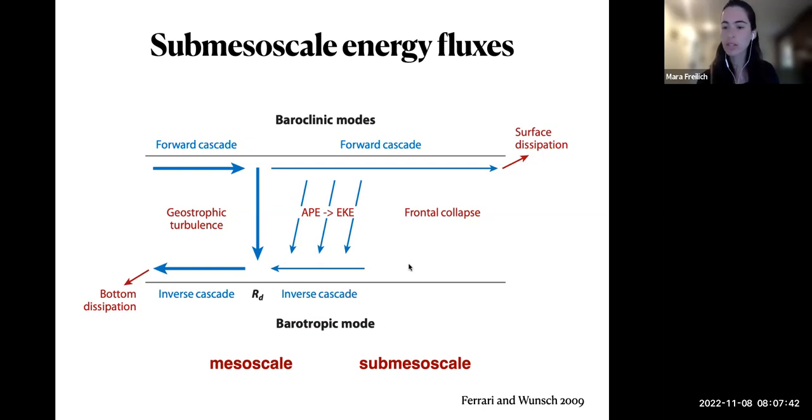And so if we want to know how energy can be dissipated at the surface by turbulence, submesoscale dynamics are key, where some submesoscale dynamics are participating in an inverse cascade of energy from smaller scales to larger scales, while others are participating in a forward cascade of energy to dissipation scales. And really piecing that out will be crucial.